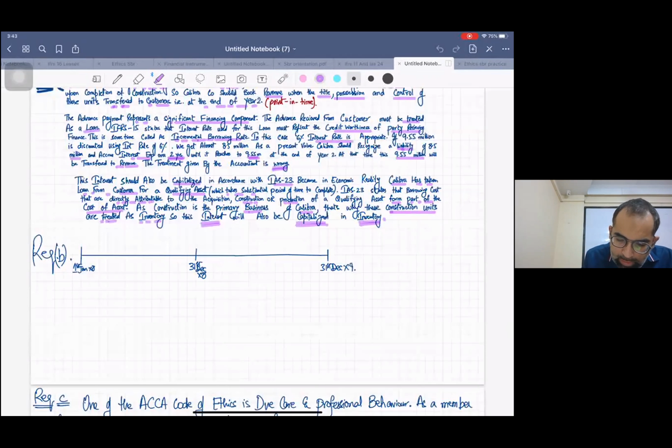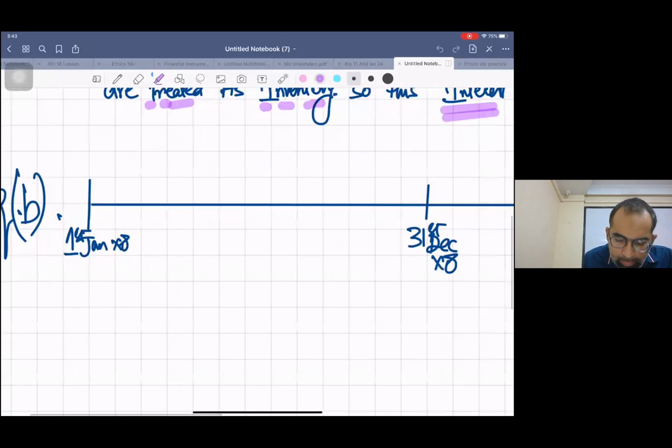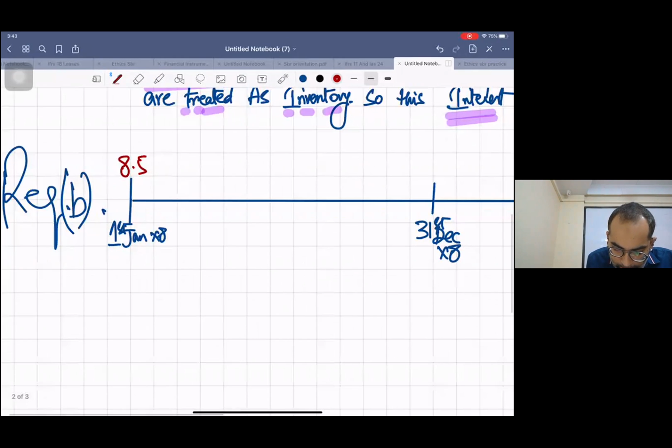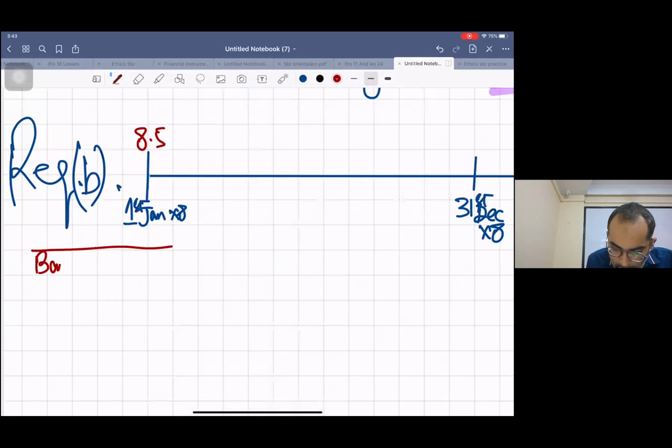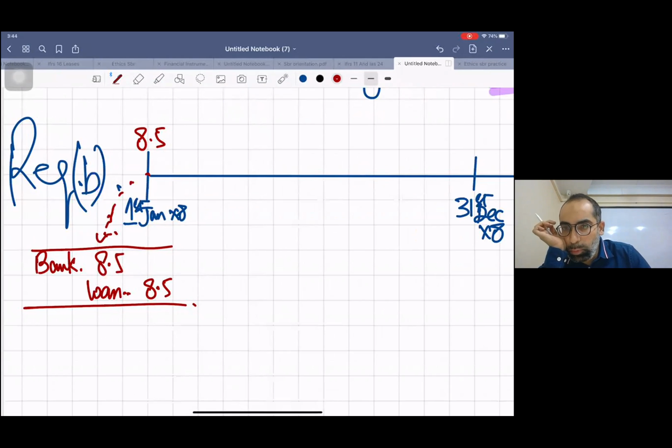Now, today you received 8.5 million. So what will be the first entry? The first entry will be debit bank 8.5 million, and credit loan or liability 8.5 million. This upfront cash of 8.5 million is a loan.